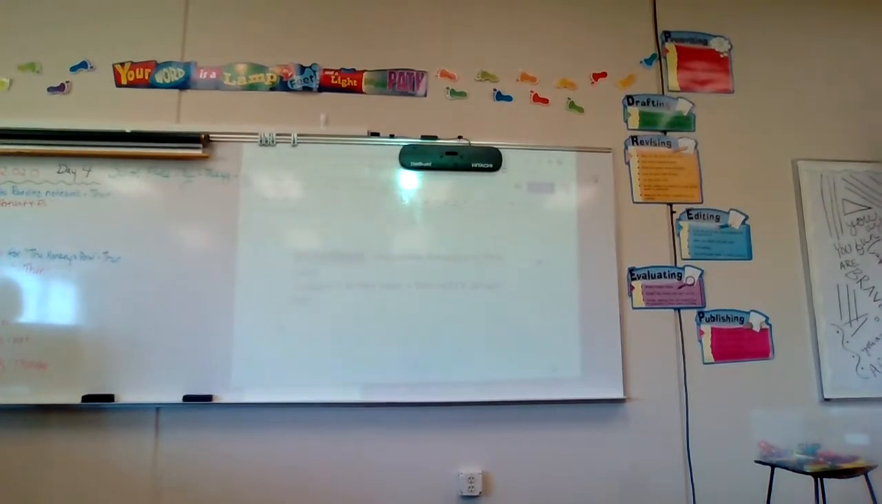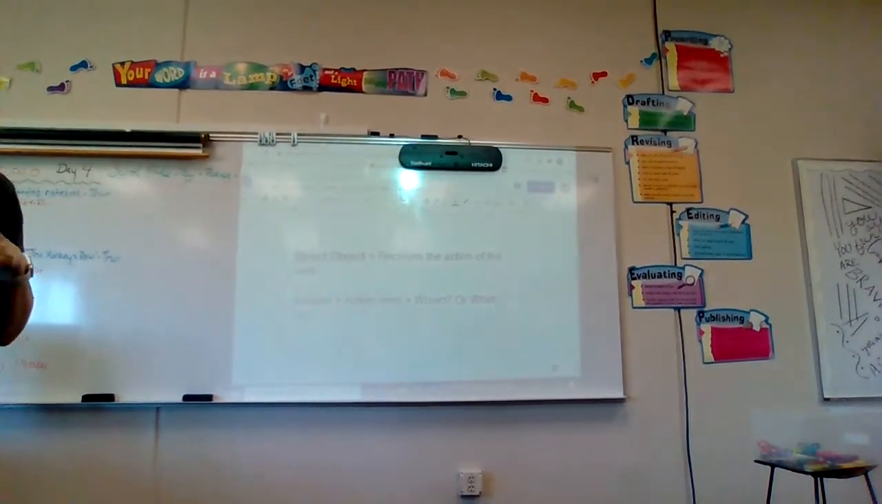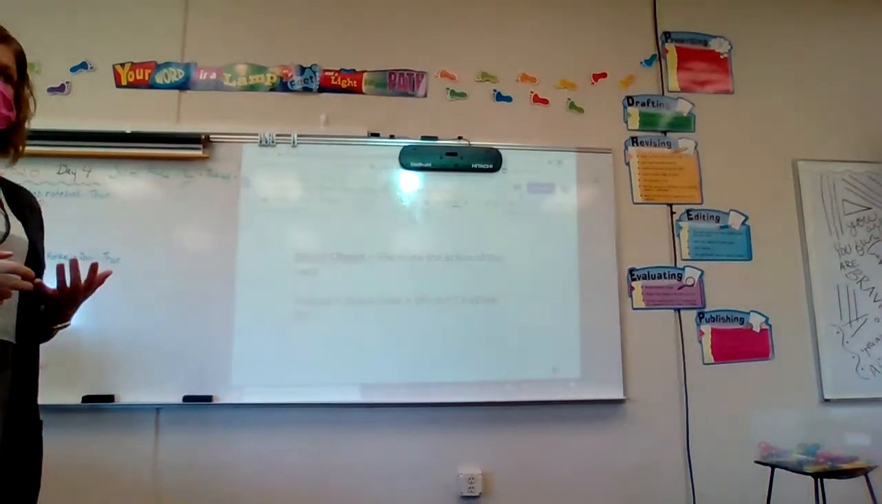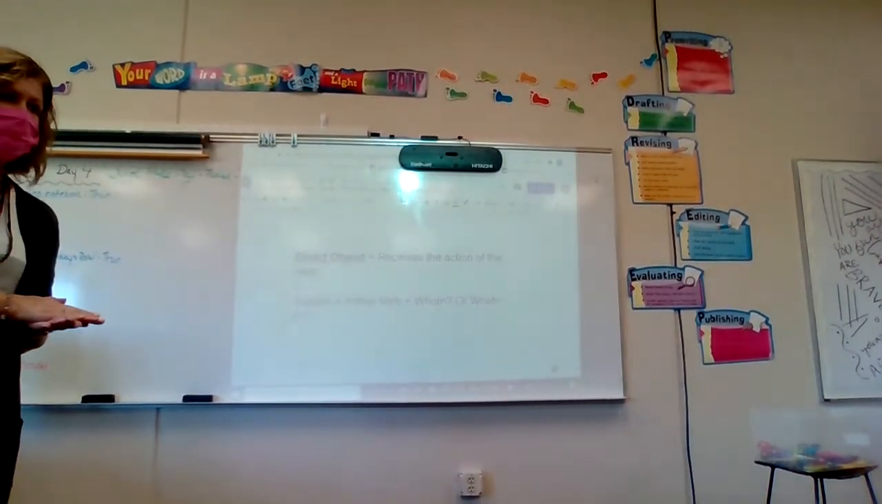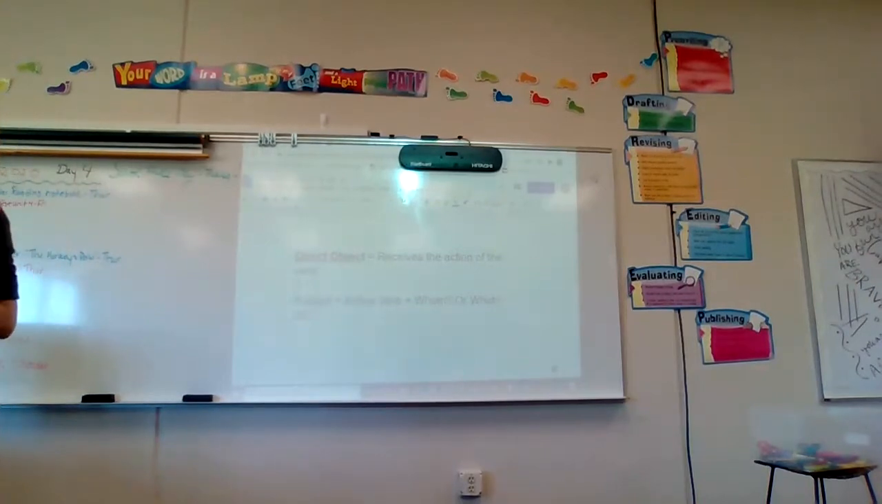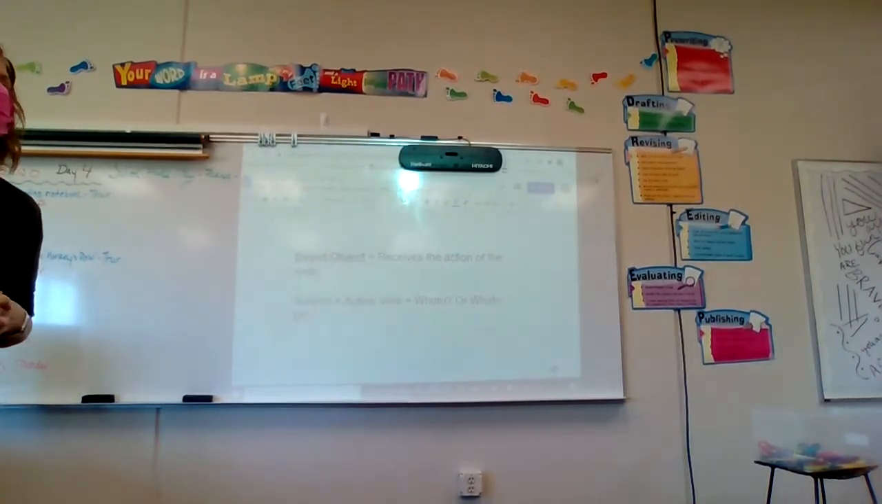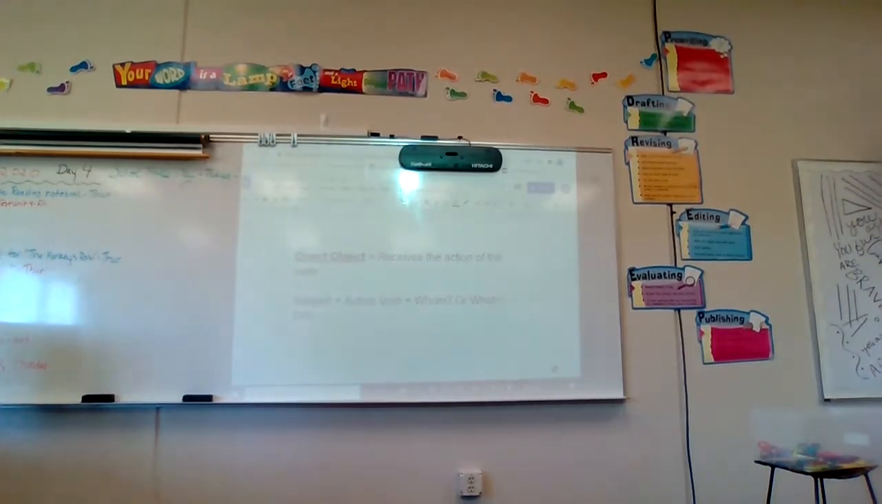Alright, so a direct object receives the action of the verb. So really simply, like if I said, I kicked the ball, okay, the ball is receiving that action of being kicked. Okay, so that's really what a direct object is. It's the word that receives the action of the verb.